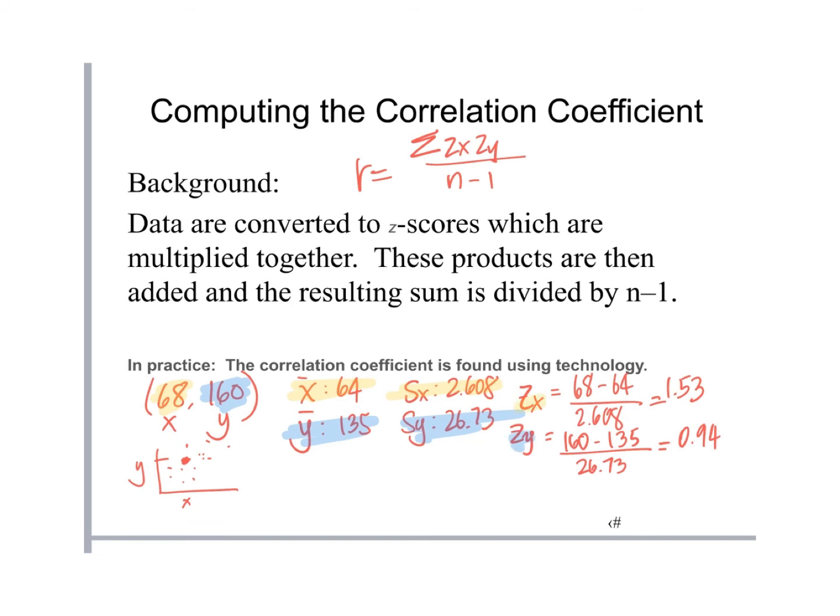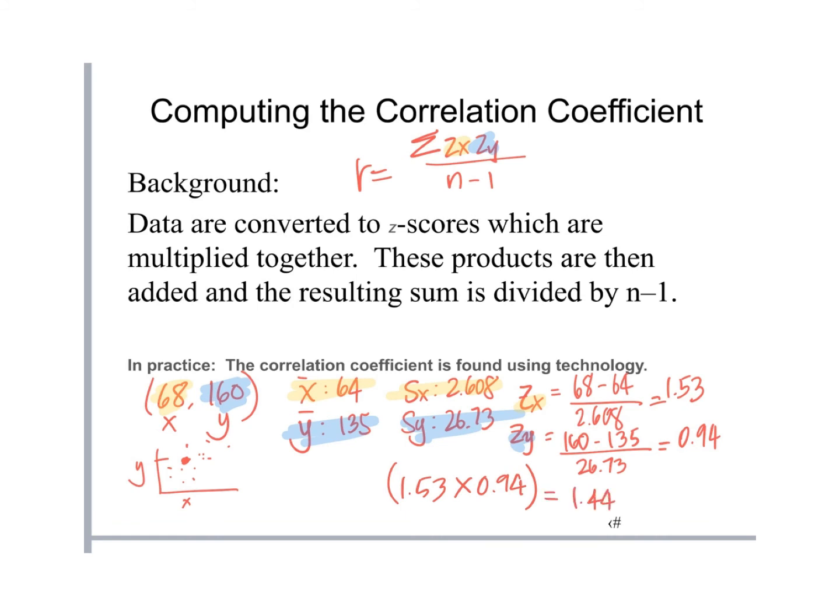Okay, so look back up at the formula. What I did was I first found the z-score of the x value. Now I found the z-score of the y value. So now the next thing to do is we're going to take the product of those two. That's what the numerator is showing. So I'm going to take the product, which means multiplying 1.53 times 0.94. This gives me a value of 1.44.